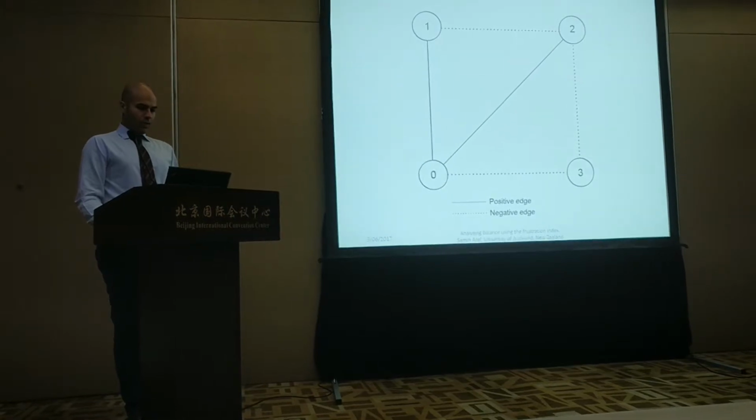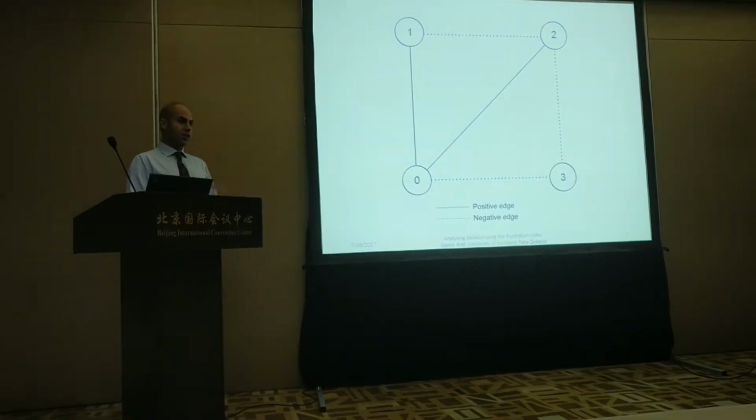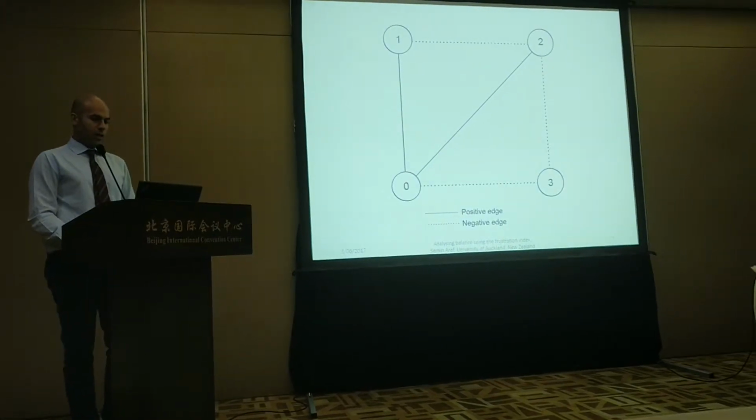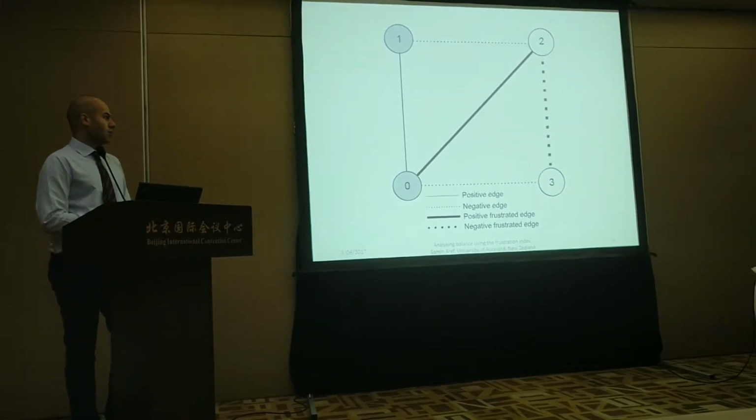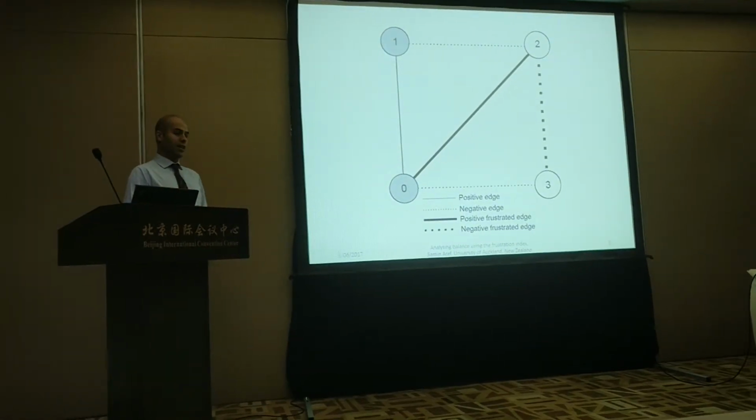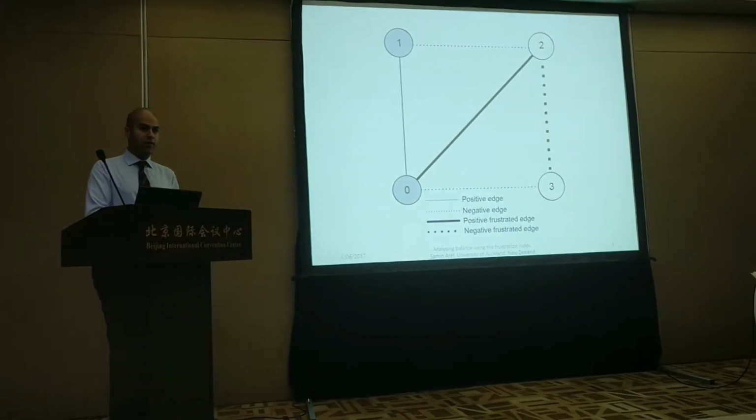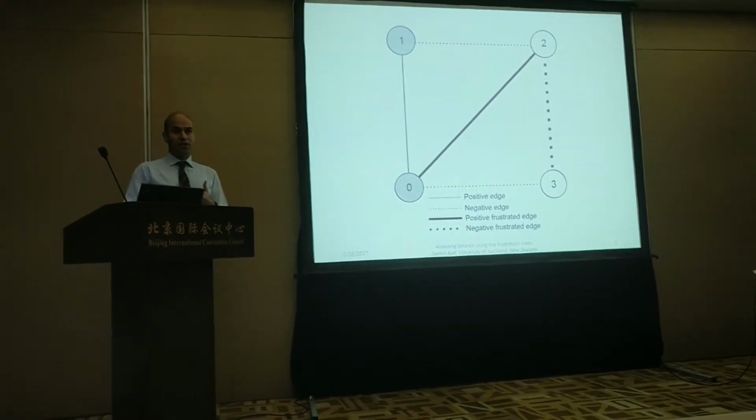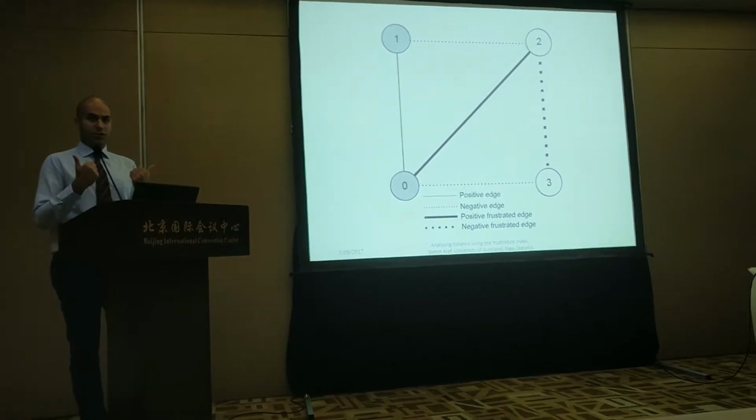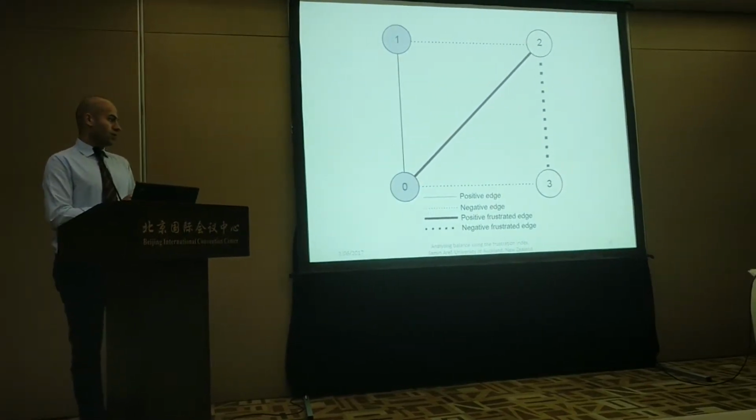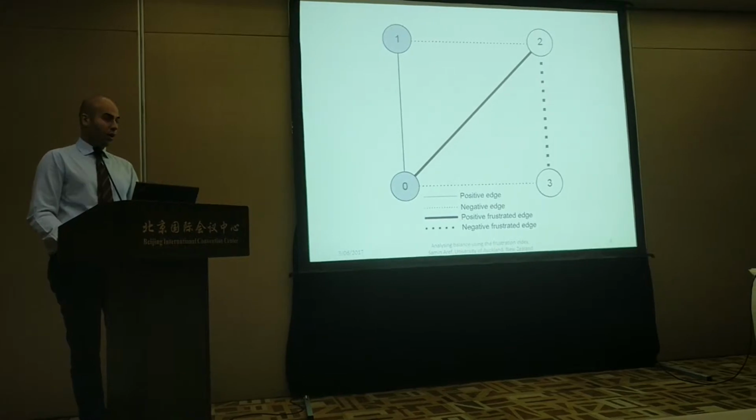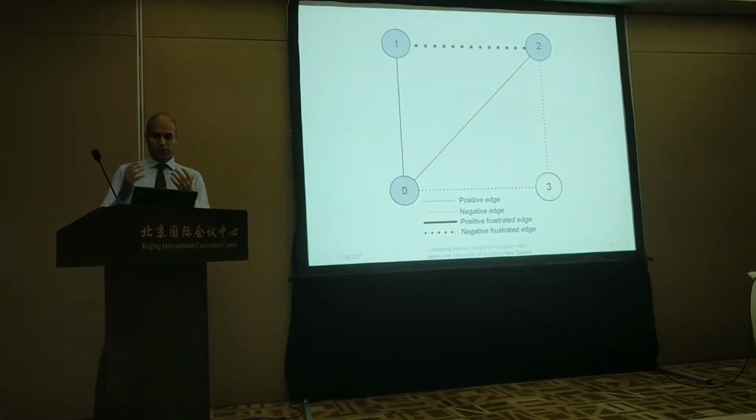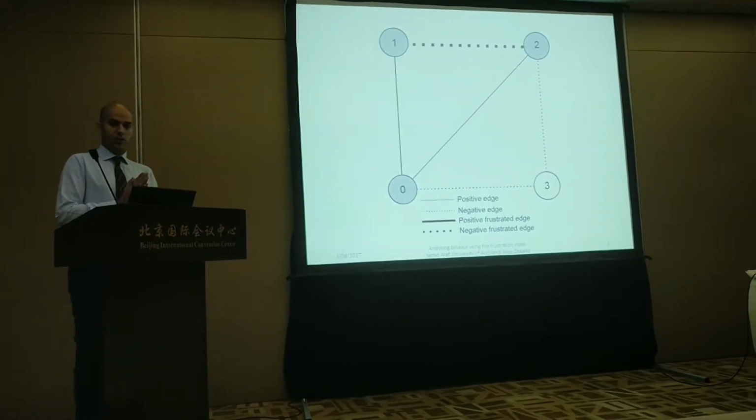So let's see an example. We have a sign graph. Solid lines represent positive edges, dotted lines represent negative edges. If we color the nodes like this, we're going to end up with two frustrated edges. The edge between 0 and 2 is positive with different endpoint colors, and the edge between 2 and 3 is negative with the same endpoint colors. So these two are the frustrated edges. But if we color the nodes like this, we're going to have just one frustrated edge, which is the edge between 1 and 2.